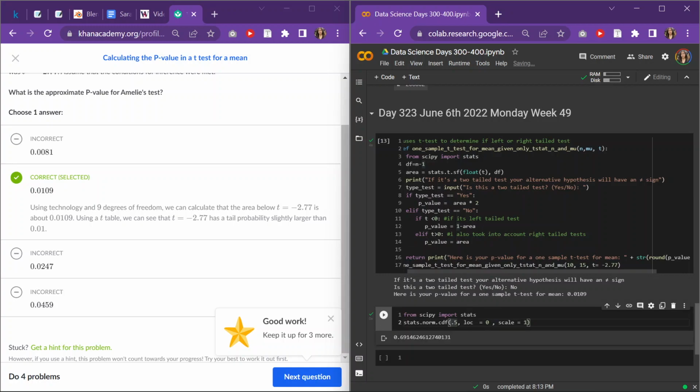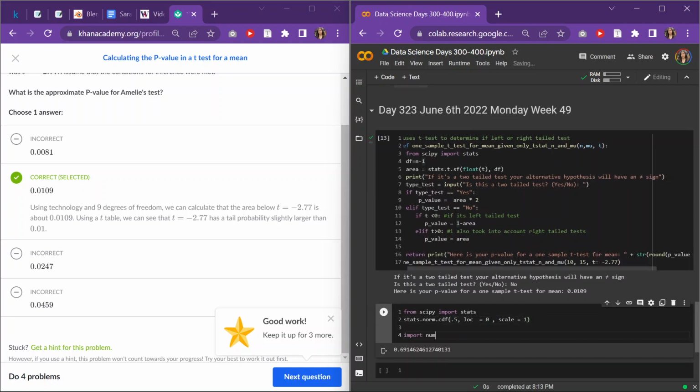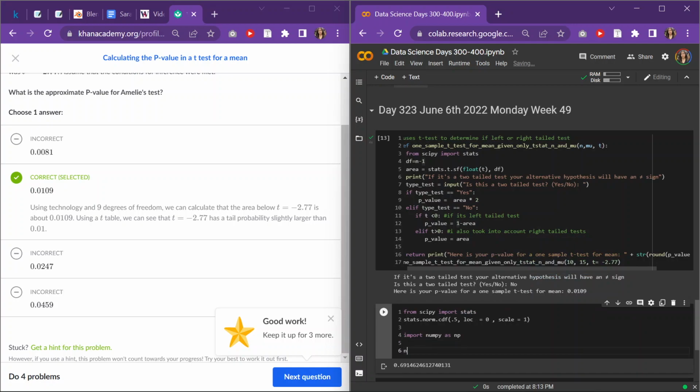What the heck? In a normal distribution, what does that look like again? Did I go crazy? What am I doing again? Oh no, yeah, that's right. So it's the cumulative distribution up until 0.5. What does that look like again? Let me import numpy. One second, bear with me. np.linspace.